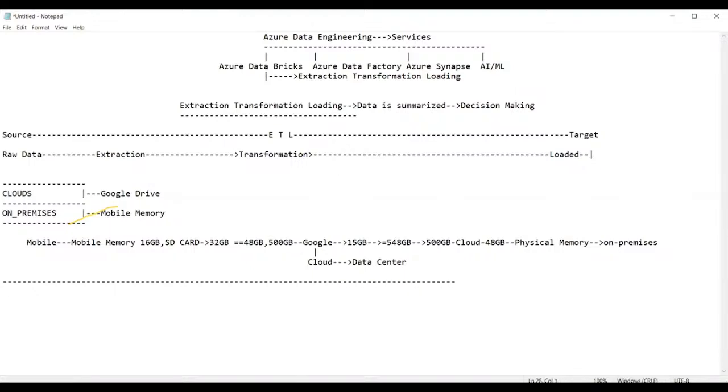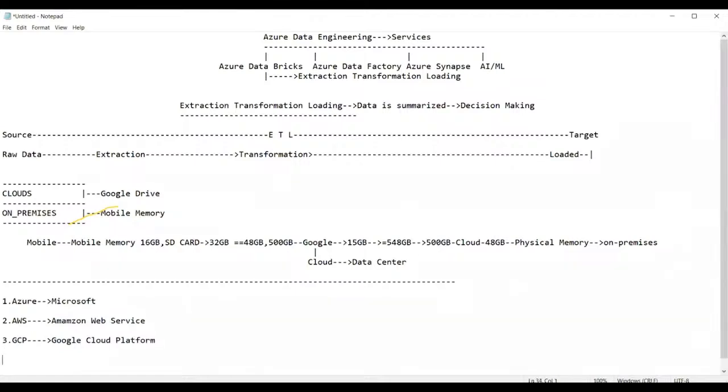So the following are the cloud providers we have. The first one is Azure. Azure is a cloud provider from Microsoft. Microsoft is marketing its cloud product with the name Azure. The next provider is Amazon, or AWS, which stands for Amazon Web Services. The third one is GCP, which stands for Google Cloud Platform.